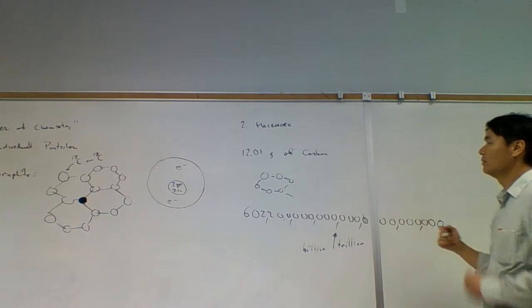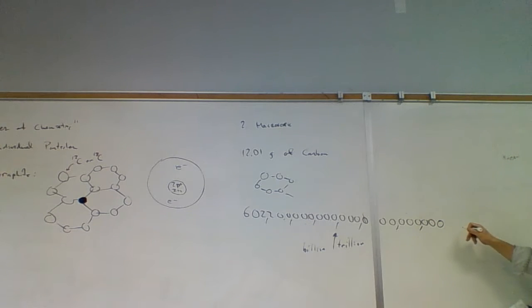So if I have 12.01 grams, I have 602.2 billion trillion carbon atoms. Of those carbon atoms, some are carbon 13, the majority are carbon 12. Do you want to separate that? Like you maybe separate the carbon 12 from the carbon 13?